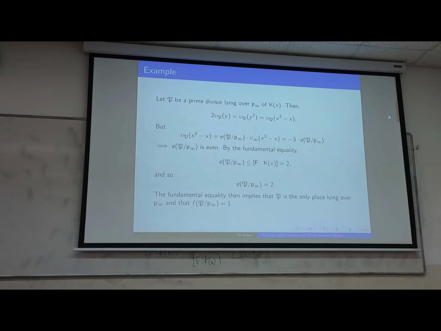E is 2 and f has to be 1, because the sum of e_i f_i has to be 2. There's only one place above it. So its e is 2, so its f must be 1. So the residue field is the same. It's also K, by the way, because this is a rational place. It's a degree 1 place, so its residue field is K. And that's a degree 1 extension of that. So that's also K. So everything here is in K, the residue field. But you see, using this trickery, we figure out that there is only one place, one prime divisor, above infinity.